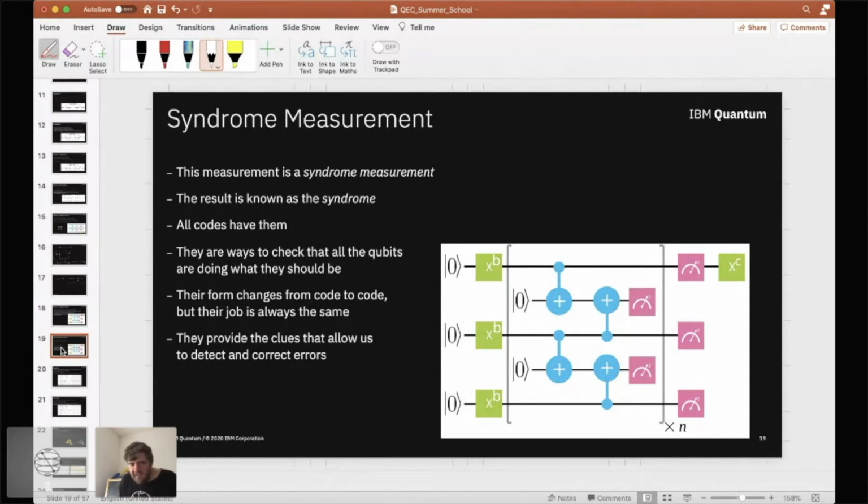So all error correcting codes have them, but they differ depending on which error correcting code you are looking at. So in this case, they involve 2 of the qubits of the encoding, but usually they will involve more than that. You'll be taking a group of qubits in your code and measuring some joint property of those qubits, which you know should be something, and you're checking to see if it still is what it should be. So yeah, they provide the clues that allow us to solve the mystery of where errors have happened and how to correct them.